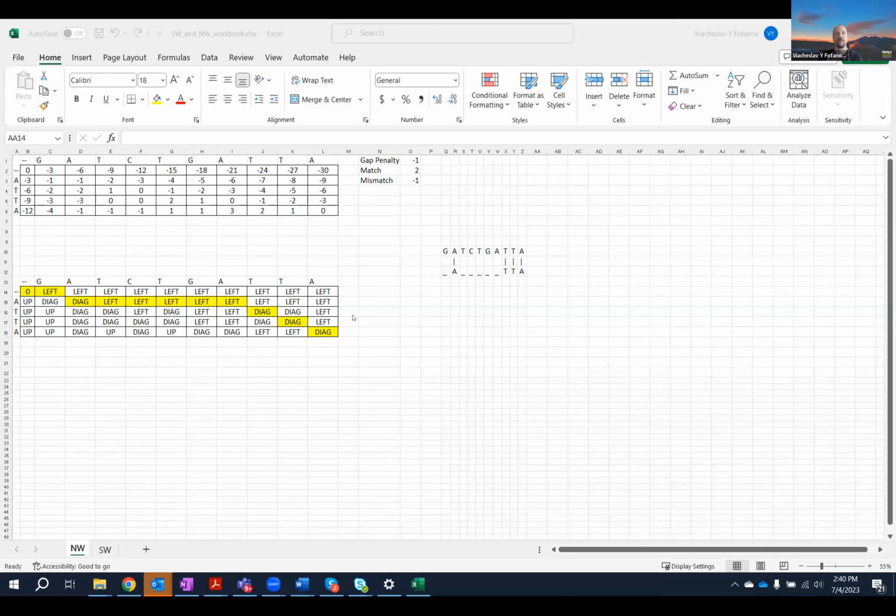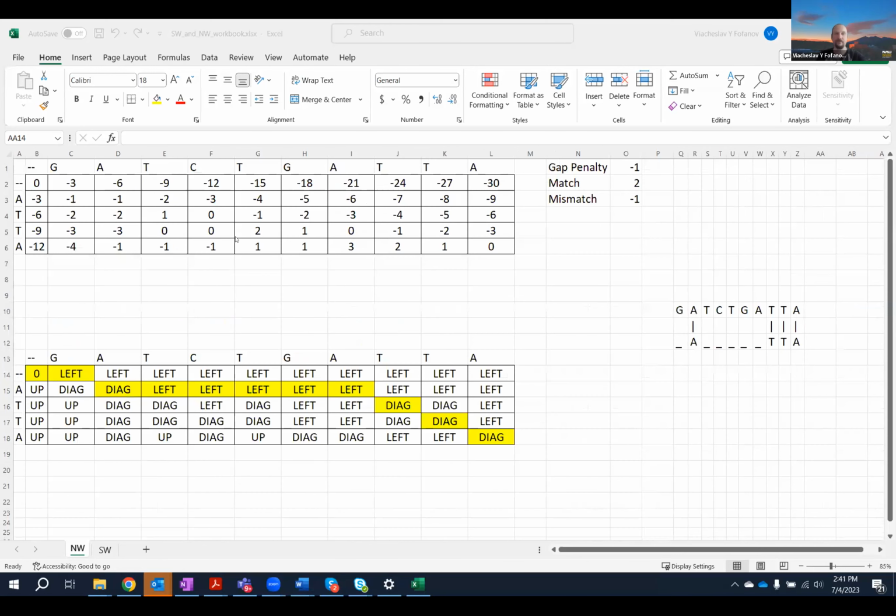So what I've done here is I've implemented, in a similar way that I've done before, a Needleman-Wunsch algorithm in an Excel spreadsheet. Right? So let's make sure that it is similar to what we were describing. So sequence 1 is GATCTGATTA, right? ATTA is the second sequence, and in this particular case, just to make things a little bit interesting, I made the gap penalty and the mismatch the same. So gap penalty is -1, mismatch is -1.